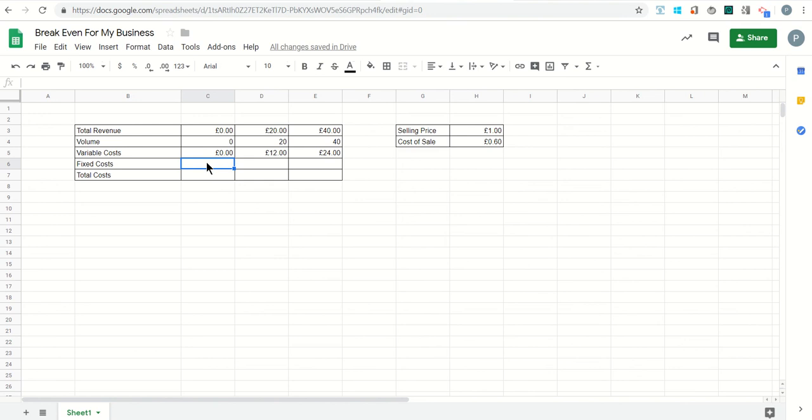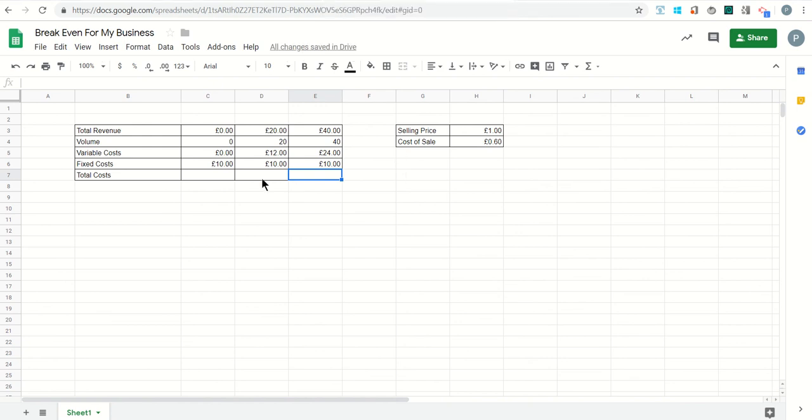You should have researched that as part of your project. So I'm going to put £10 into a fixed cost for my bake sale, and it doesn't change depending on how many products are sold. It's always going to be the same. It's always going to be £10 to buy a set of aprons and produce a set of posters.